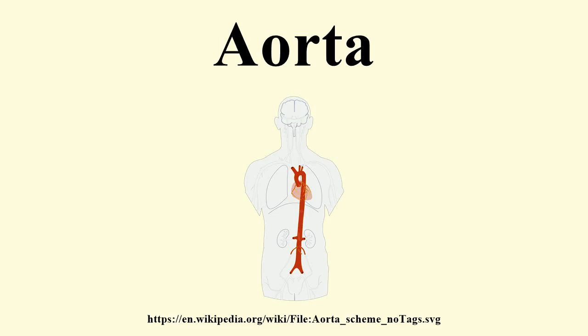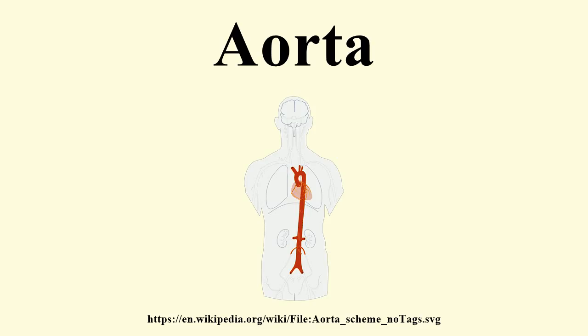The descending aorta has two parts. The aorta begins to descend in the thoracic cavity, and consequently is known as the thoracic aorta. After the aorta passes through the diaphragm, it is known as the abdominal aorta. The aorta ends by dividing into two major blood vessels, the common iliac arteries and a smaller midline vessel, the median sacral artery.